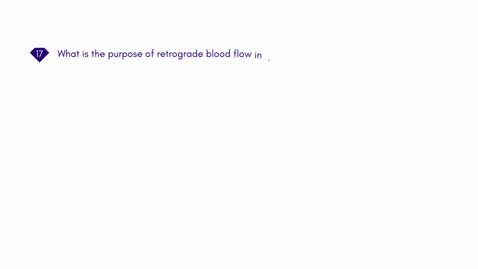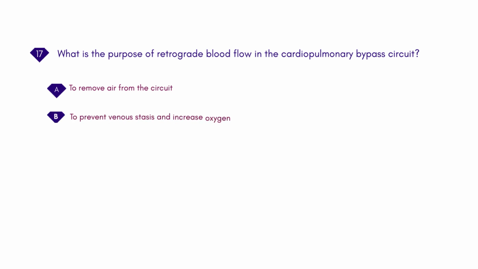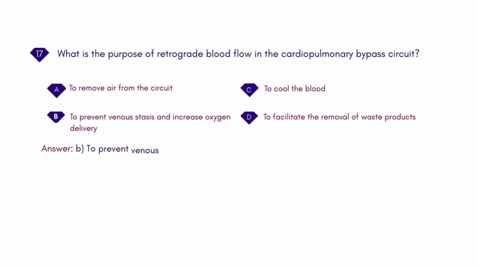What is the purpose of retrograde blood flow in the cardiopulmonary bypass circuit? A. To remove air from the circuit. B. To prevent venous stasis and increase oxygen delivery. C. To cool the blood. D. To facilitate the removal of waste products. Answer: B. To prevent venous stasis and increase oxygen delivery.